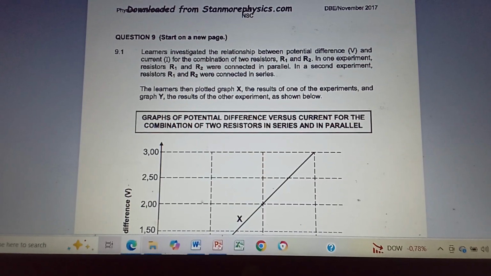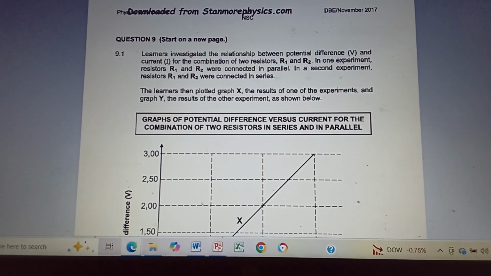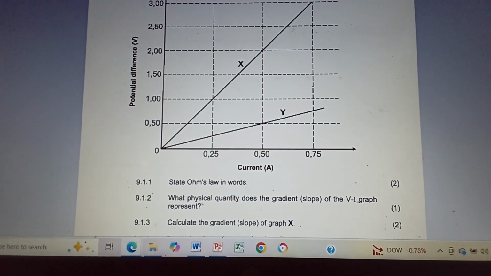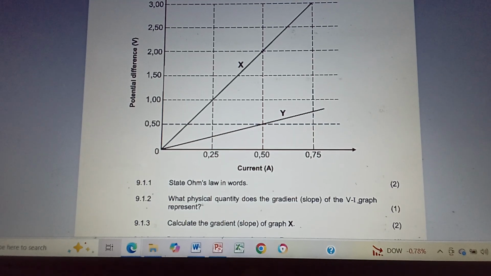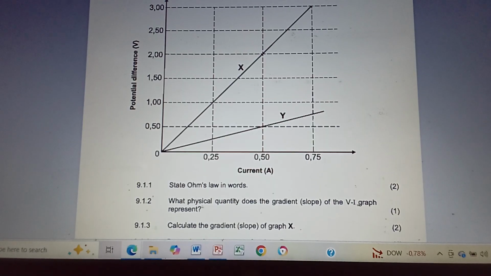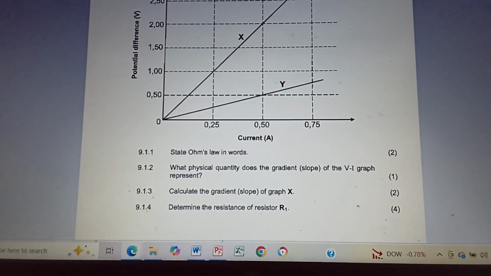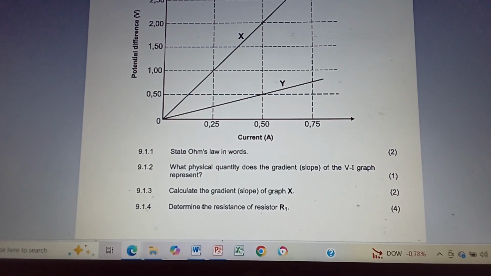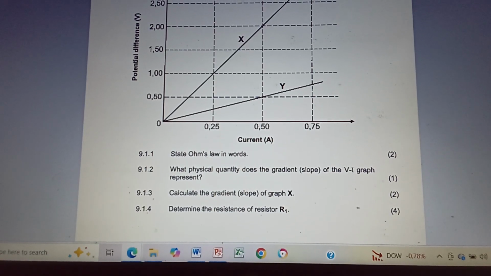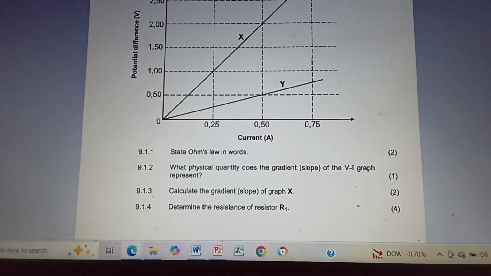Okay, graphs for potential difference versus current for the combination of two resistors in series and in parallel. These are the two graphs that we see here, but it's very difficult to identify which one is in series and which one is in parallel between these two. But now we'll see maybe on the following questions how to check which one is in series and which one is in parallel. Okay.